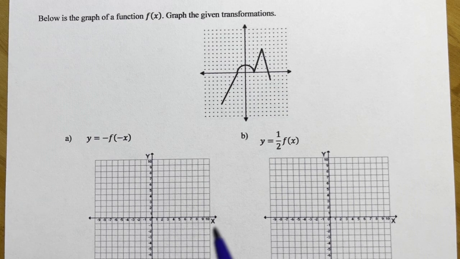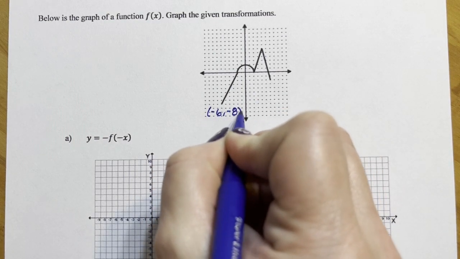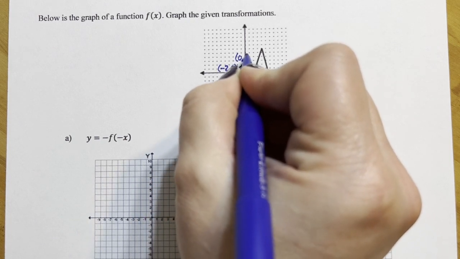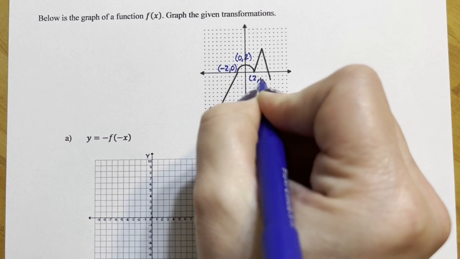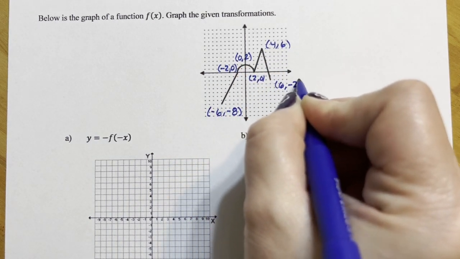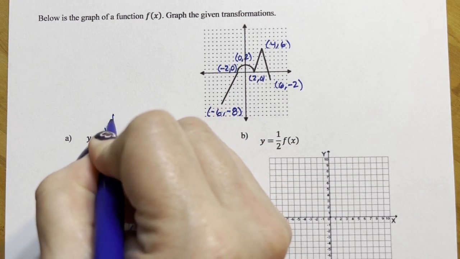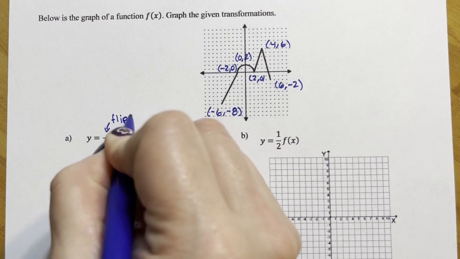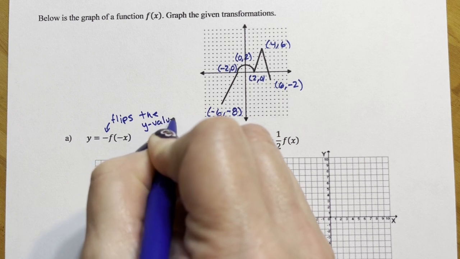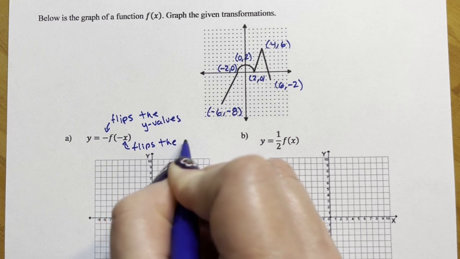So I'm going to start off by writing out all of the values. So -6, -8, -2, 0, 0, 2, 2, 0, 4, 6, and 6, -2. And once I have that, this flips the y values. This flips the x values.